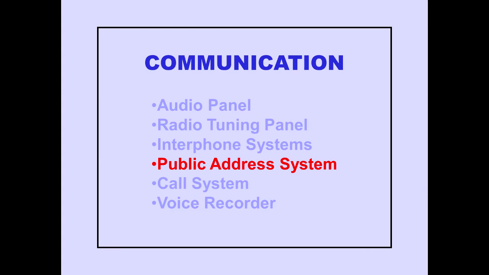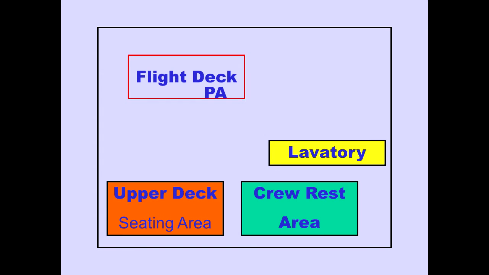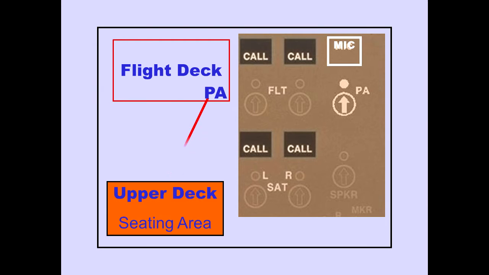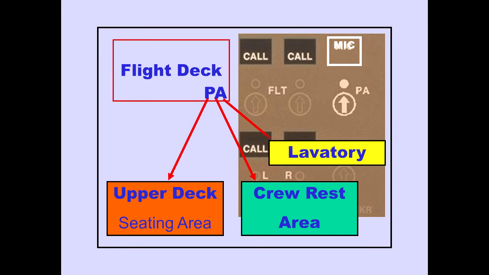Now let's look at the public address or PA system. PA announcements can be made to the upper deck seating area, lavatory, and the crew rest areas. Pushing the PA transmitter selector on the audio panel selects all PA areas.